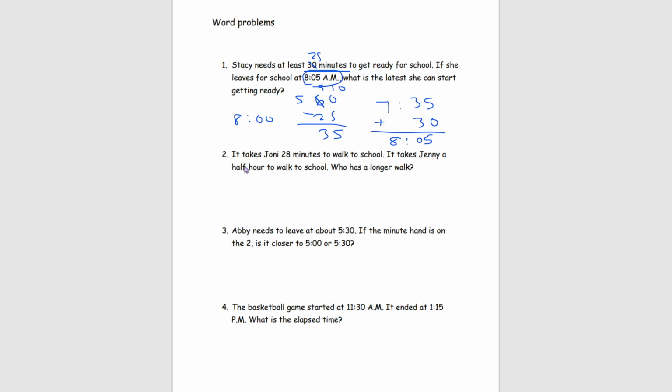And lastly, for number 2, it takes Joni 28 minutes to walk to school, and it takes Jenny half an hour to walk to school. What has a longer walk? And since we're just comparing how much they walk, we know that Joni walks 28 minutes, and Jenny takes half an hour, and we know that 1 hour is 60 minutes, so half an hour is just half of it, which is equal to 30. And so we know that 28 is less than 30, so we know that the answer for number 2 is that Jenny has a longer walk.